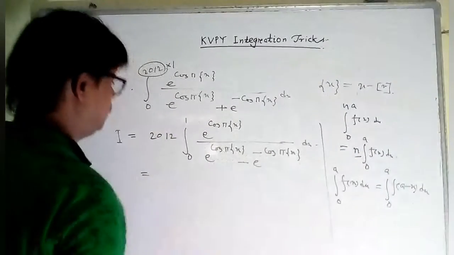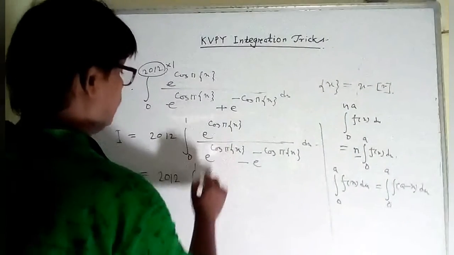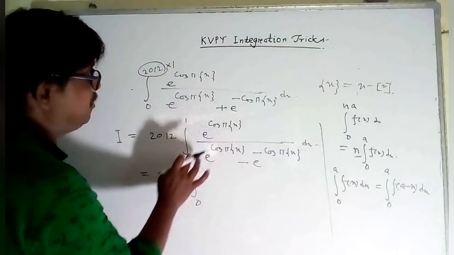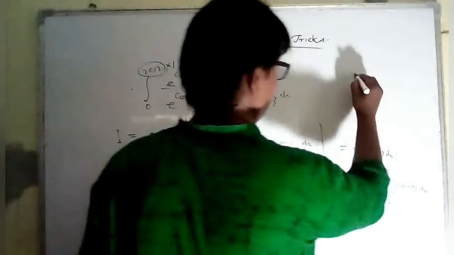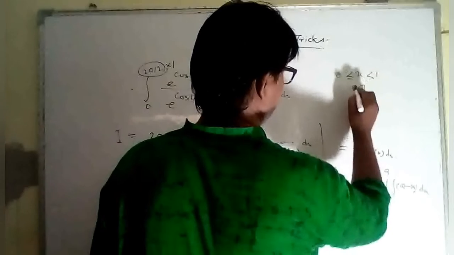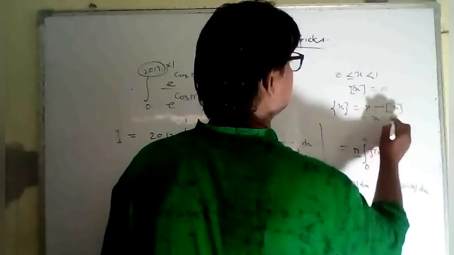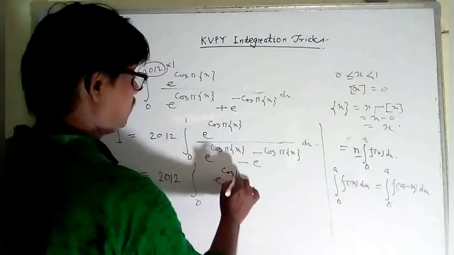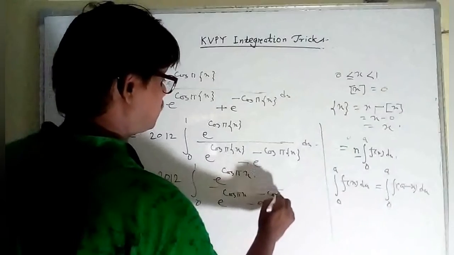Now apply this formula here. If x lies between 0 and 1, box x is 0, then curl x equals x minus box x, x minus 0 equals x. Then we can take this as e power cos pi x divided by e power cos pi x plus e power minus cos pi x.